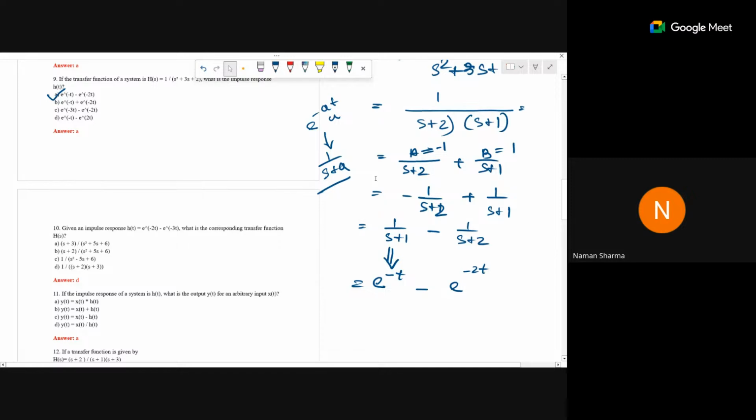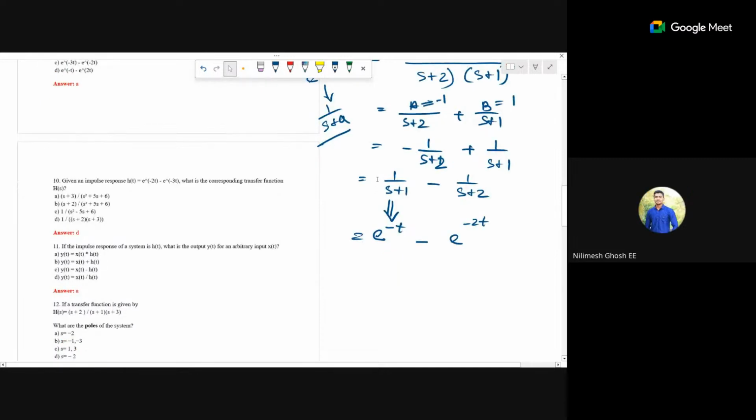So this kind of question is there in the exam. This one I told you before. It will be this one. Similarly for this one, what will it be? 1 by (s+2) into (s+3) with a minus sign. So you can directly do it.